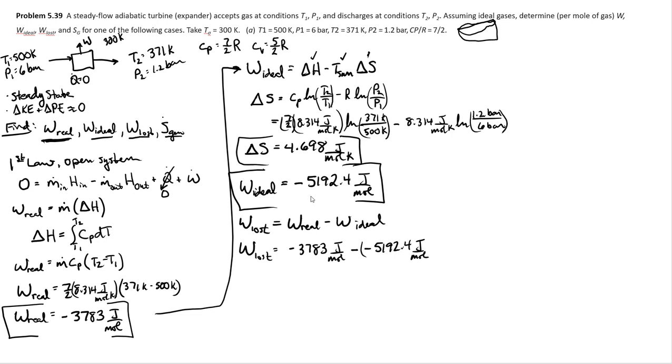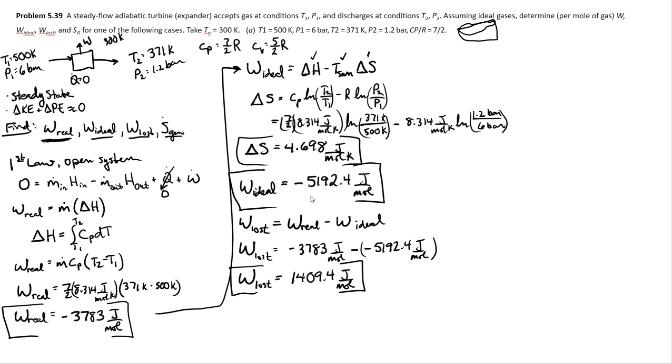So just make sure you keep your signs right. That's the most common mistake, is just someone forgets that this is a negative work. So the lost work becomes 5192 minus 3783. The lost work ends up being 1409.4 joules per mole. And that makes sense. We're losing a positive amount of work.